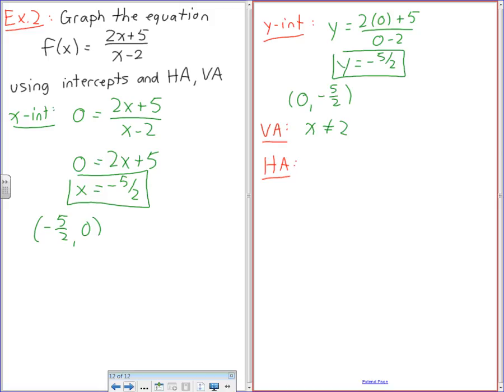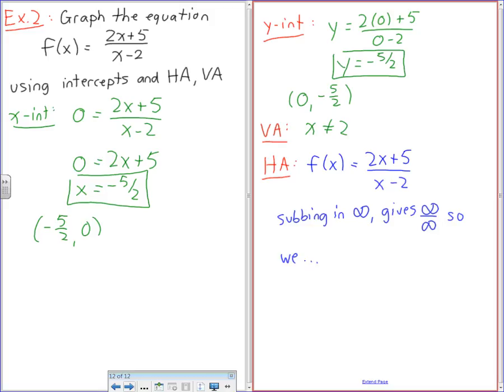I'm going to start with f of x is equal to 2x plus 5 over x minus 2. I'm just going to write subbing in infinity. So we what? It says subbing in infinity gives infinity over infinity. If you don't like that, so we what? Go ahead. Yeah, good. So we're going to divide everything.